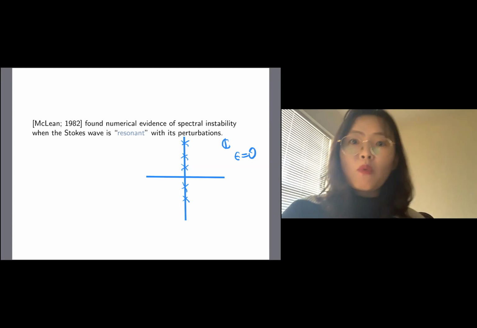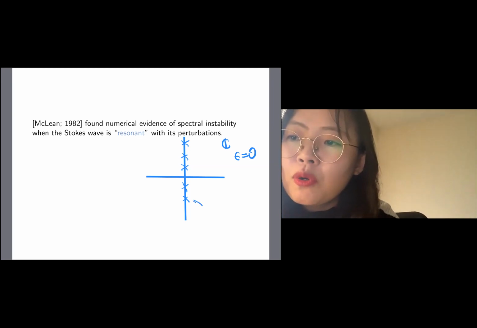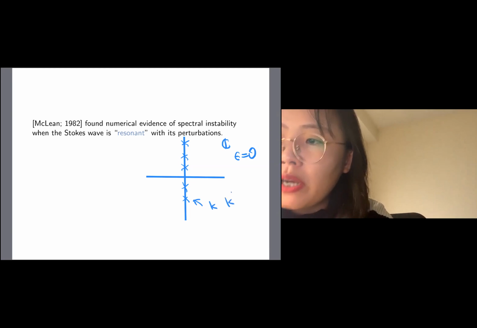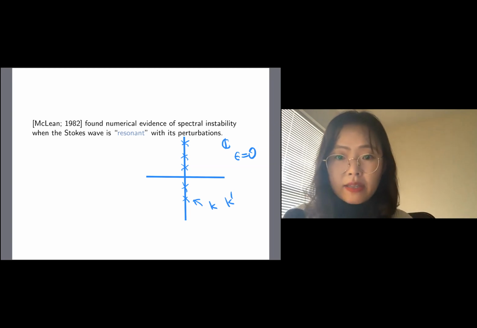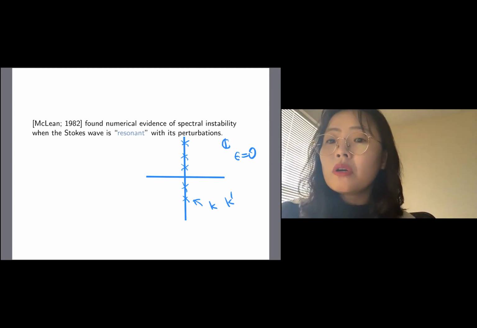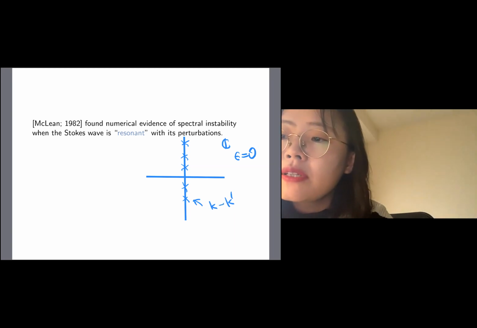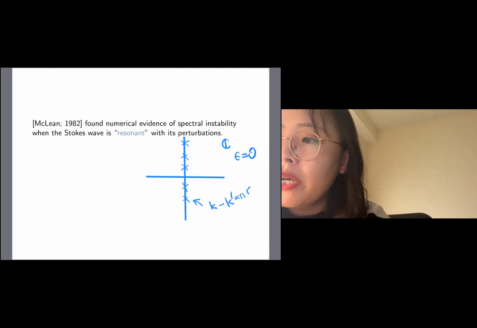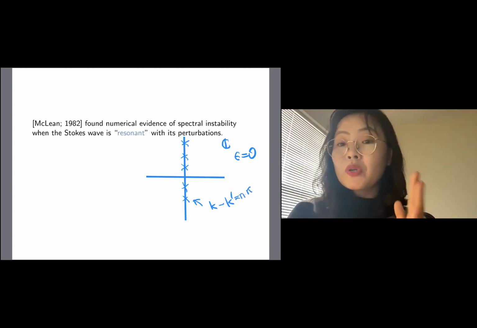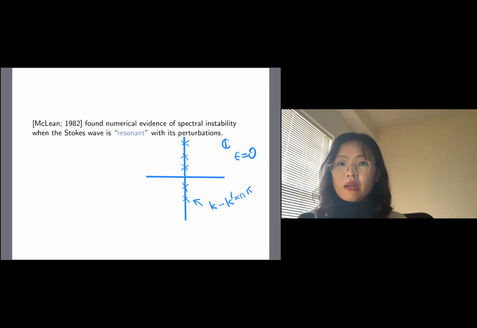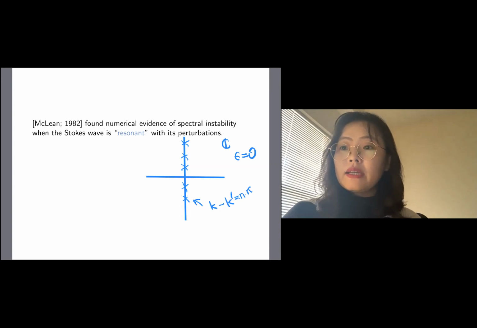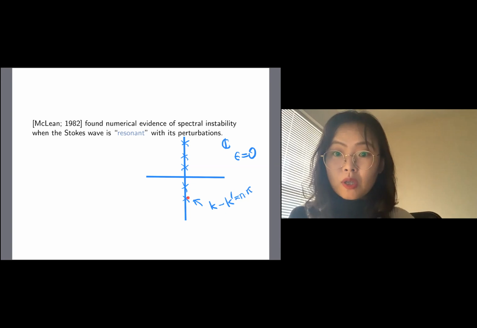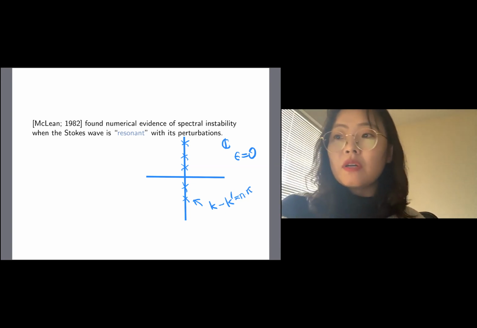More technically, what that means is there are two Floquet exponents, call them k and k prime, and the Floquet exponent, roughly speaking, measures the quasi-periodicity of the perturbations. And here I allow very general kinds of perturbations. So there are two Floquet exponents, and the difference is an integer multiple of kappa, which is the wave number of the unperturbed wave. The numerical studies of McLean and many others later all predict that each of these resonant eigenvalues will lead to spectral instability for some non-zero amplitude.